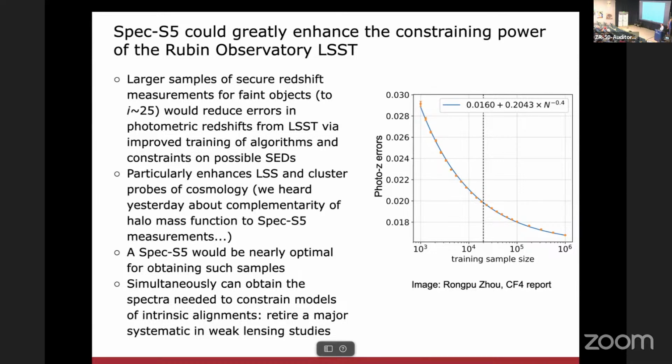And also cluster finding. It becomes a whole lot easier to find clusters as overdensities when your redshift errors are smaller. And so we heard yesterday about the complementarity of measurements of the halo mass function to other probes for SPEC-S5. If you want those halo mass function measurements, galaxy clusters are generally the way to go. That gets a lot better with better photo-z's. And so it turns out SPEC-S5 is nearly optimal for obtaining them. Simultaneously, by basically trading off amongst somewhat brighter sources, you can get the spectra you need to constrain intrinsic alignment models, which is one of the major systematics in weak lensing studies. So this can greatly enhance the science from something like LSST.